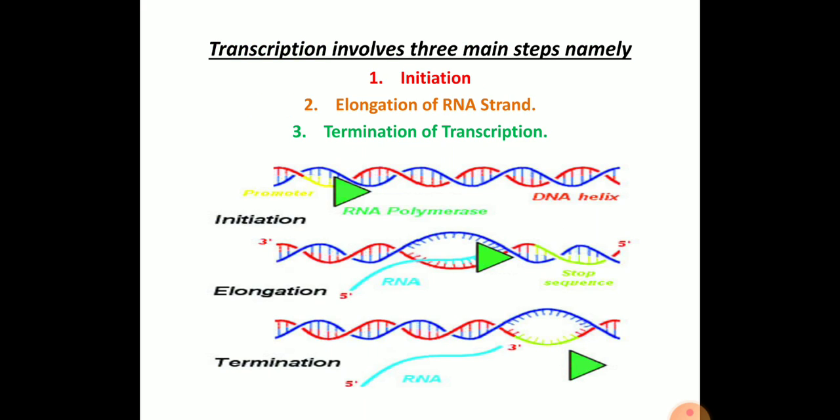It involves three important steps, that is initiation, elongation and termination. In initiation, RNA polymerase unwinds the DNA and later synthesis of the RNA takes place with the help of the RNA polymerase enzyme. Elongation leads to the formation of RNA strands, and termination stops the RNA synthesis. So let's see it in detail.